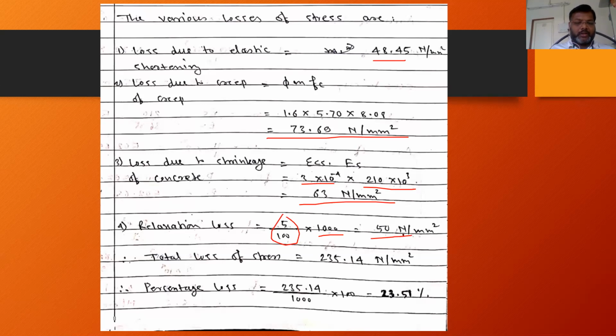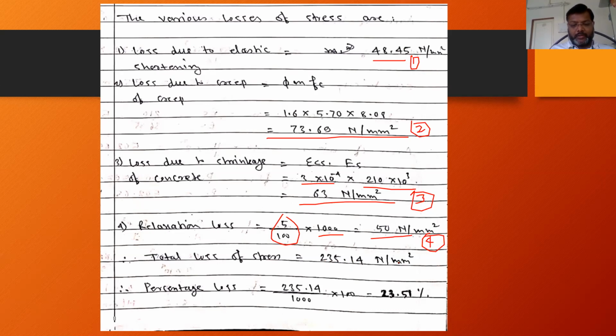Okay, now we have to find out the total loss. Total loss is nothing but the addition of these values: this is the first, this is the second loss, then this is the third loss due to shrinkage, and this is the fourth loss due to relaxation. So just simply add equations number 1, 2, 3 and 4. You will get the final loss, which is equal to 235.14 Newton per mm square.